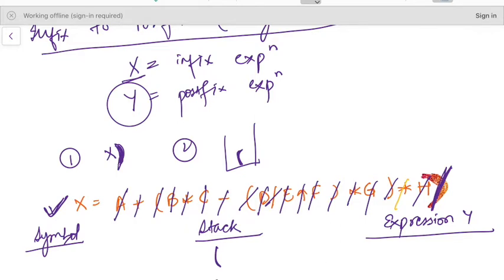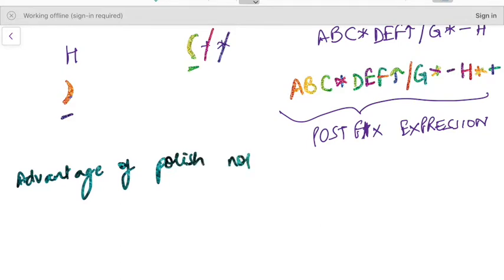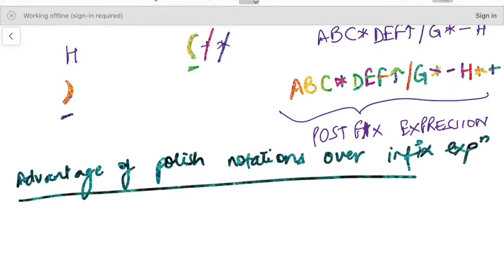So yeah, let's see the advantage of Polish notations over infix expressions, right? Advantage of Polish notations over infix expression. This is really important to know because I feel that people just cram the algorithm and then they're like, okay, we have crammed the algorithm, but we don't know why we are doing this. So this is really important.